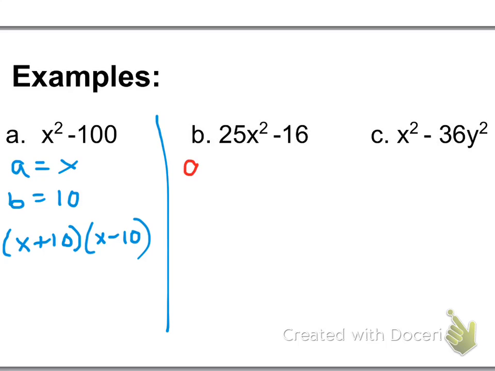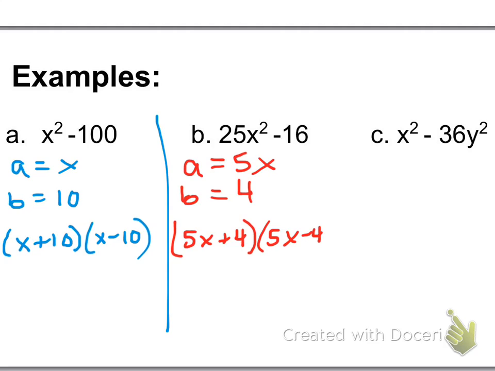Okay, so again, we figure out what this quantity was before it was squared, so what times what would give me 25x squared, so that would be a 5x. My b value is, we have a 16, so that means my b value is 4. 4 times 4 is 16. That's where the a and b are coming from. So my final answer is 5x plus 4 and 5x minus 4. Done. That factored down.